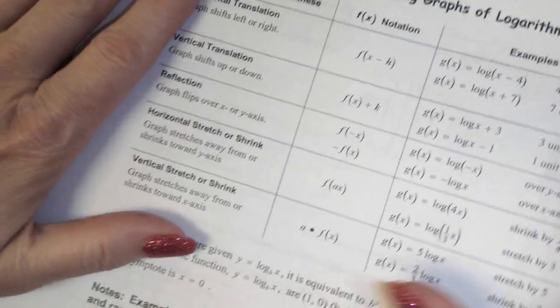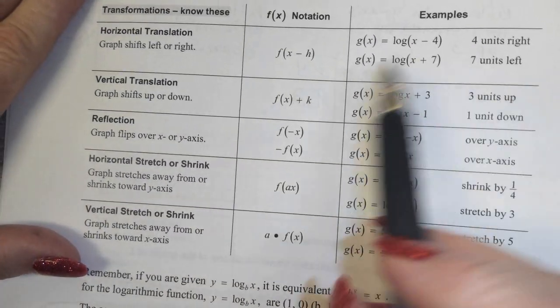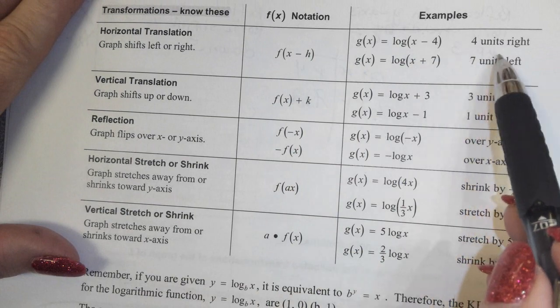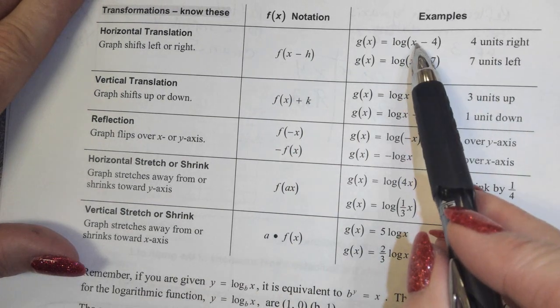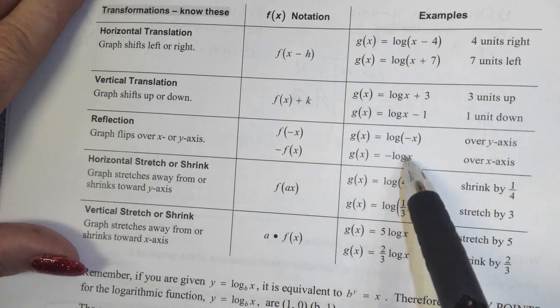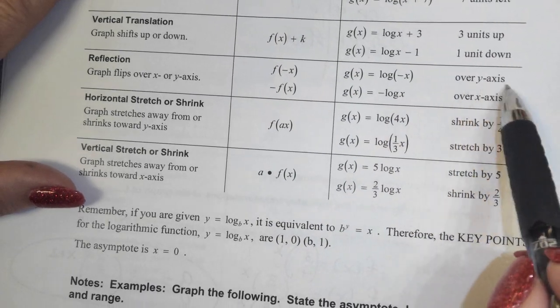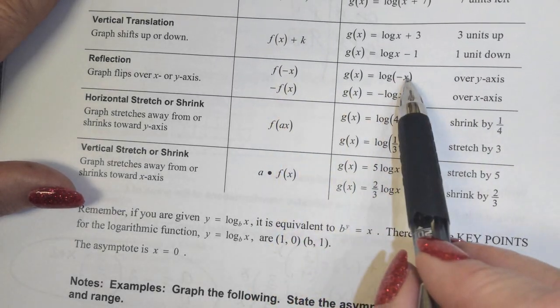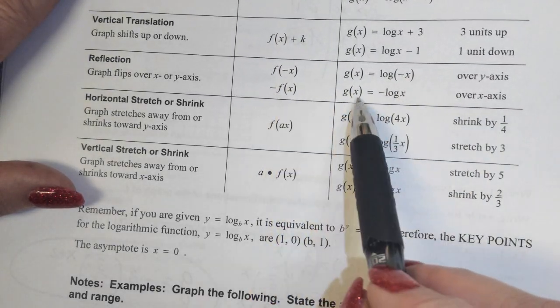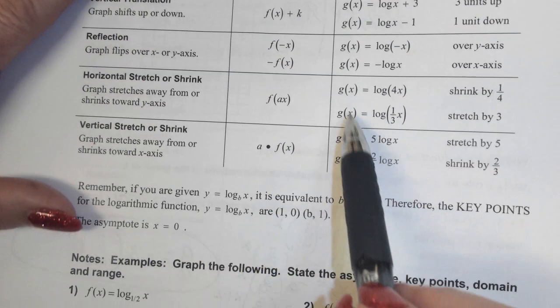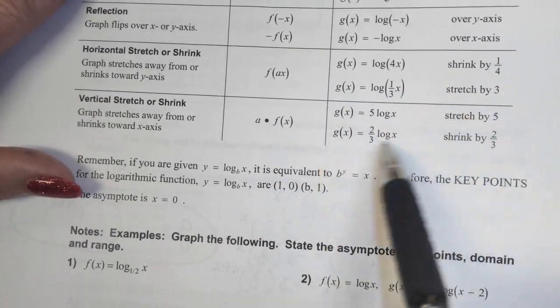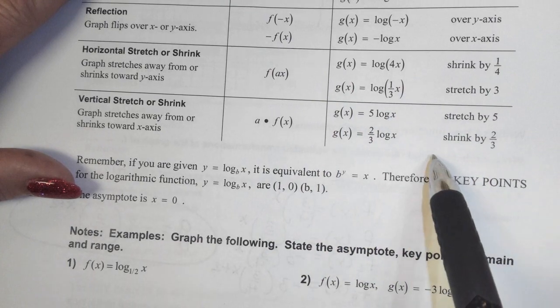All right. Let's go over here. And now we're just going to be graphing logs. This is exactly the same thing. You want to go to the right, replace with x minus 4 to go 4 units right. Okay, if we want to go over the y-axis, x gets replaced with negative x. Over the x-axis, multiply the whole thing by a negative. All the rules hold true no matter what function we're looking at.